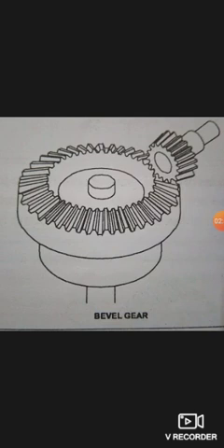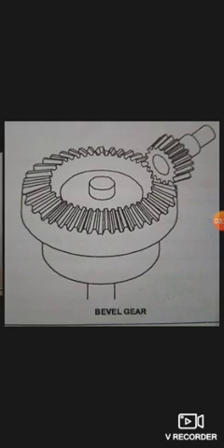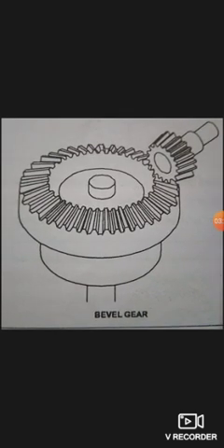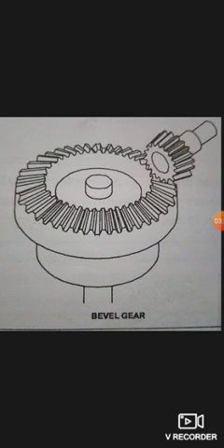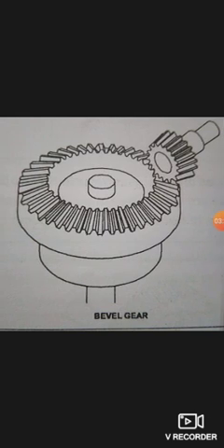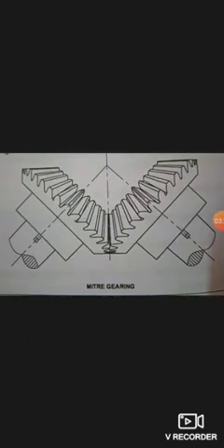And this one is the bevel gear. When the power is to be transmitted at an angle, at such a time we go for bevel gears. The bevel gear looks like a cone shape. Here the teeth are cut around the periphery of the cone, and one is the driver gear and the other one is driven.